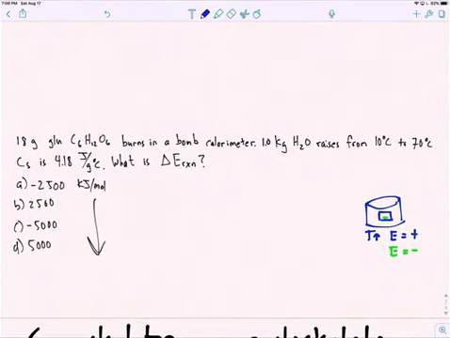18 grams of glucose burns in a bomb calorimeter. 1 kilogram of water raises from 10 degrees Celsius to 70 degrees Celsius. What is the delta E reaction? So why don't you give it a try?